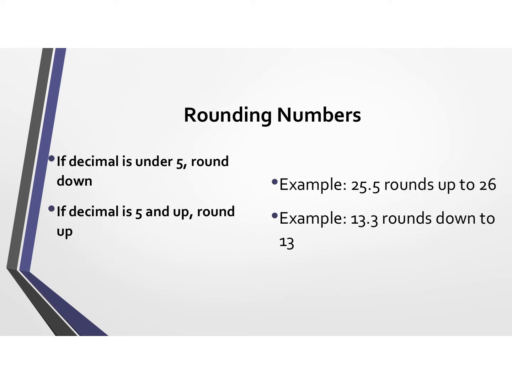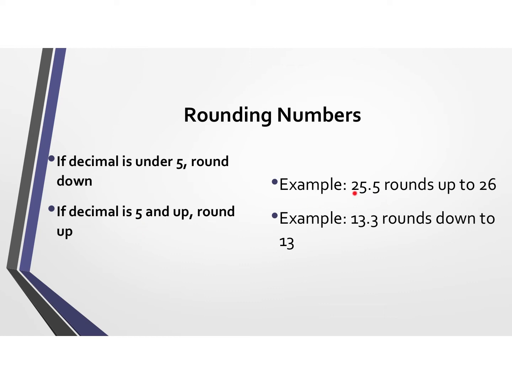All right, so real quick, I just want to review rounding numbers. If you know this, you don't necessarily have to write it down, but if you're a little rusty on rounding, go ahead and write these down. If your decimal or even your next digit is under 5, it's going to cause you to round down. And if your next number is 5 or higher, it's going to cause you to round up.